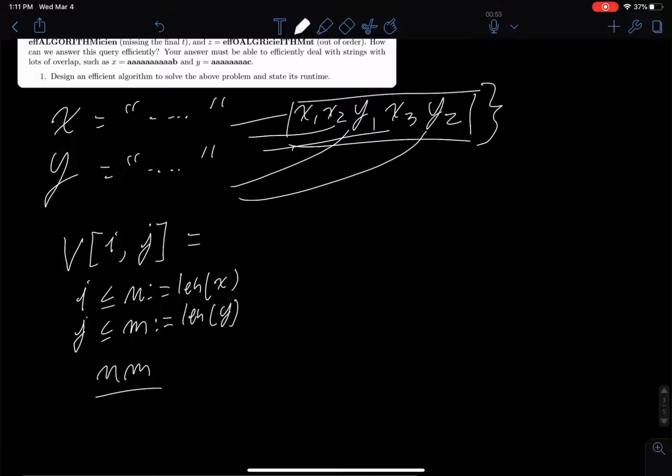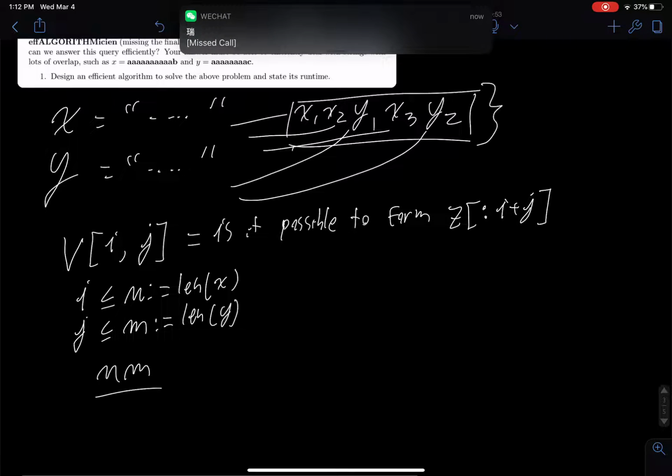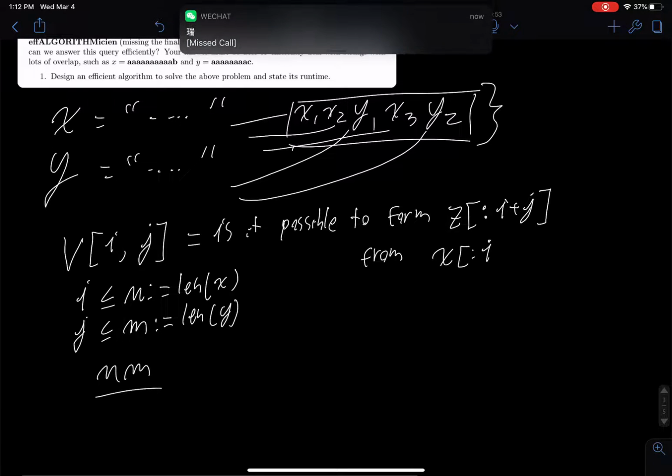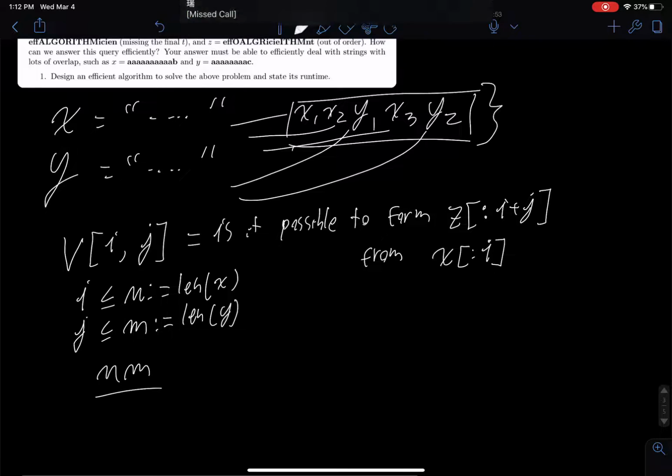We're going to define this to be the question, is it possible to form the first i plus j characters of z, this is the substring in positions 1 through i plus j of z, from x, the first i characters of x, and the first j characters of y.